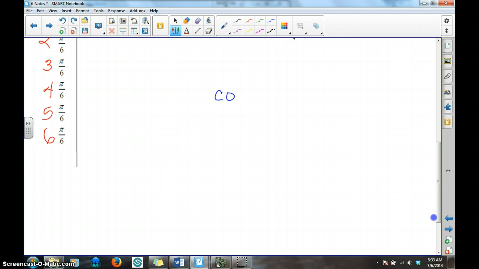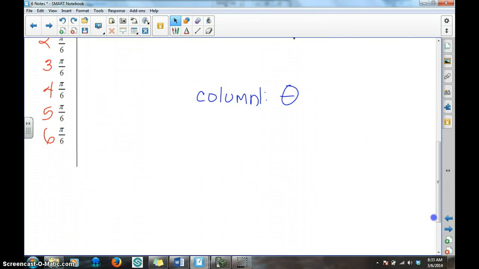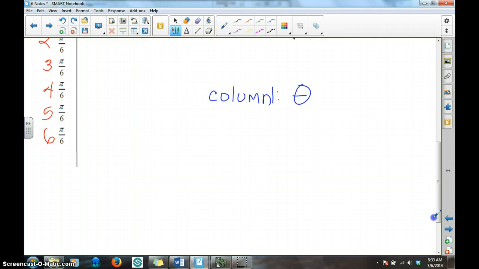Your first column in your table, I should put column 1 in there, is always going to be theta, the number of radians that you were asked to graph. That's never going to change. Theta is always where I want to start. So column 1 is always going to be theta.